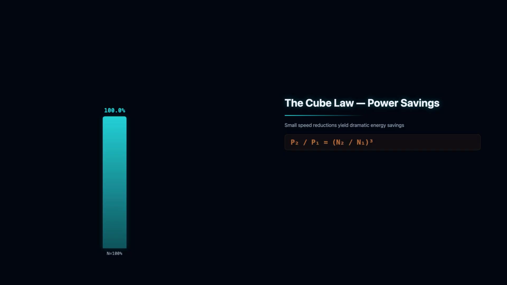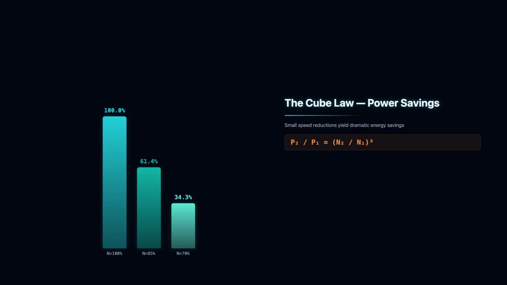Here's the dramatic payoff. Power scales with the cube of speed. At 100% speed, full power. Reduced to 85% and power drops to 61%. That is a 39% energy saving from just a 15% speed reduction.